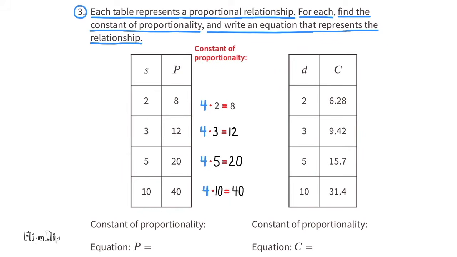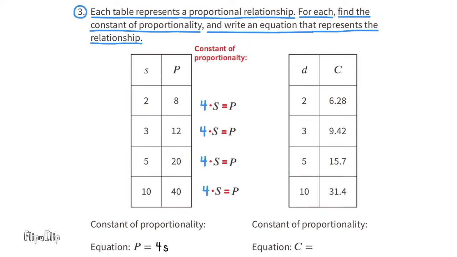To write an equation that represents the relationship, we can substitute these terms with the variable s and substitute these terms with the variable p. The equation reads 4 times s equals p, or 4s equals p. 4s equals p can also be written as p equals 4s.